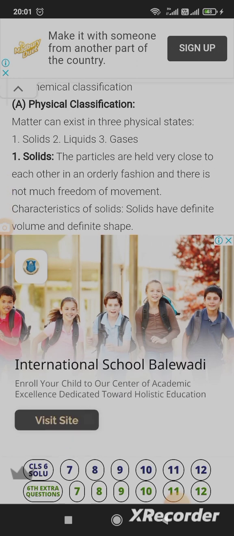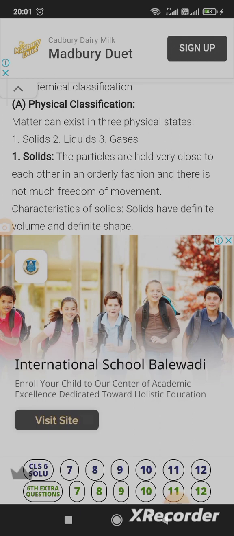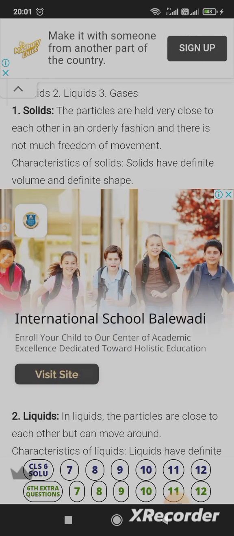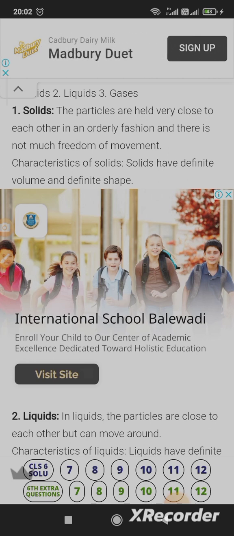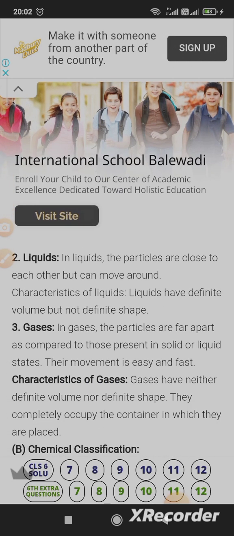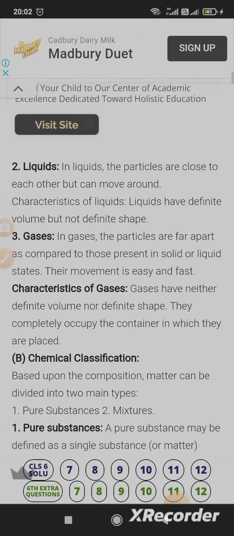Physical classification. Matter can exist in three physical states: solid, liquid, gas. Solids: particles are held very close to each other in an orderly fashion, and there is not much freedom of movement. Characteristic of solids: solids have definite volume and definite shape. Liquids: in liquids, the particles are close to each other but can move around. Characteristics of liquids: liquids have definite volume but not definite shape.